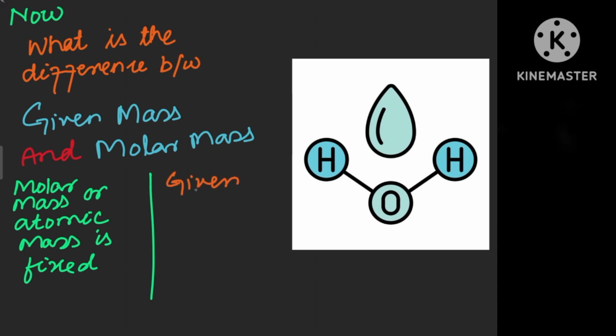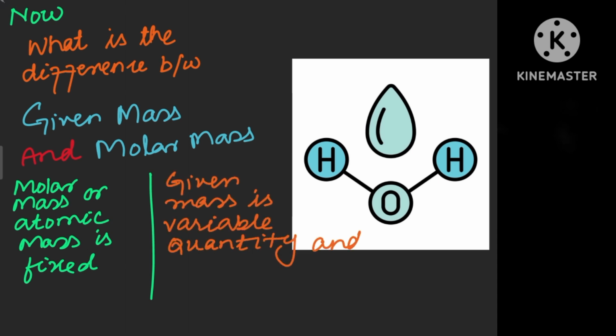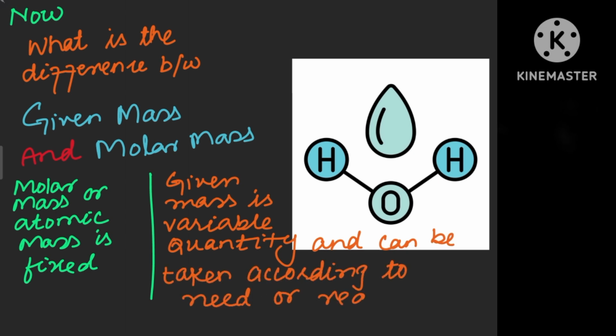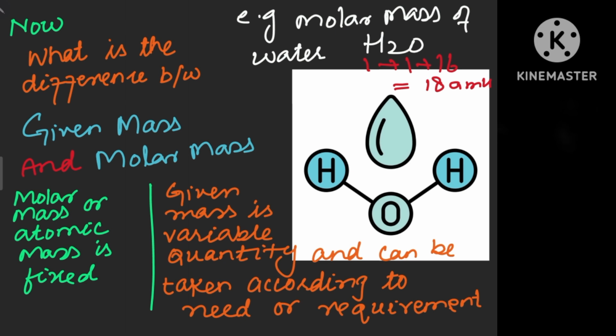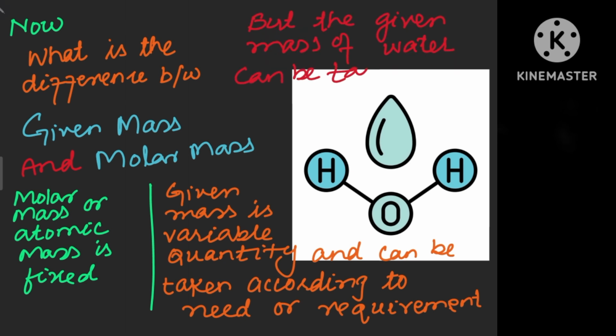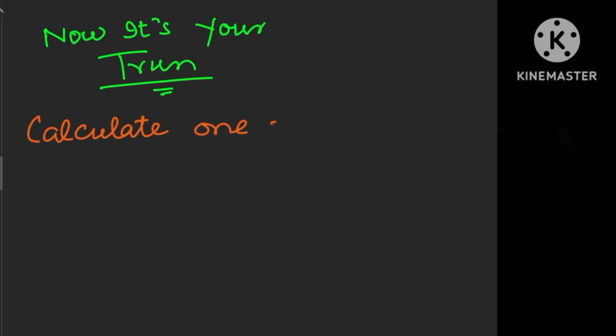Do you know what is the difference between mass and molar mass? Molar mass or atomic mass is a fixed quantity that cannot be changed, while given mass is a variable quantity and can be taken according to need or requirement. For example, the molar mass of water is 18 atomic mass unit, but the given mass may be 1 gram or even 1000 gram, or for 1 mole it would be just 18 gram.